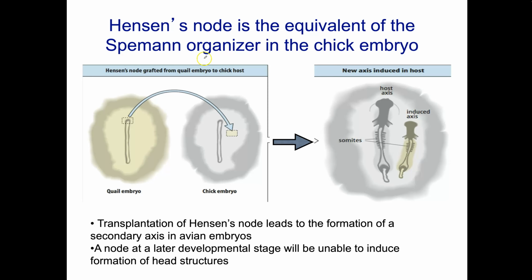And so this is just to point out that because you can do this transplantation and get a second body axis formed, this is very much like the Spemann's organizer from the frog, but functioning in the chick, right? And there are some similarities. So the transplantation of the node gives the secondary axis, so you have these two little embryos forming. But at a later stage, you can't get the head structure, so you get more posterior. And that's just like what we talked about with Spemann's organizer.